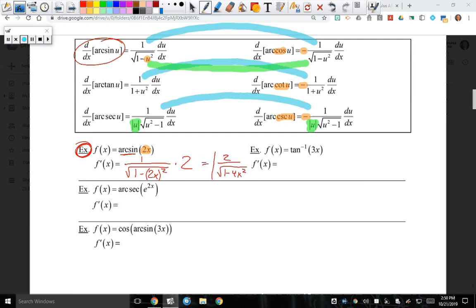Because that 2 right here will make this become 2 squared, and then we'll make the x become x squared. Any questions?